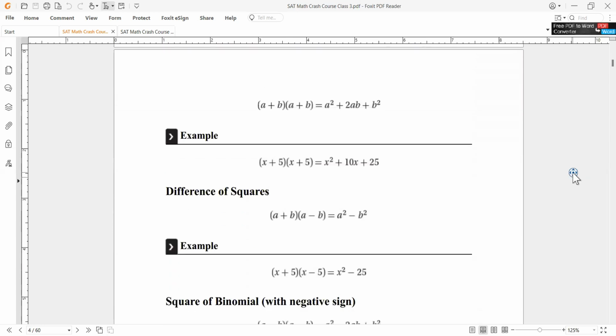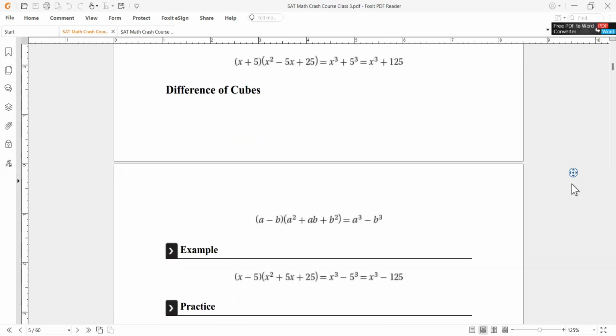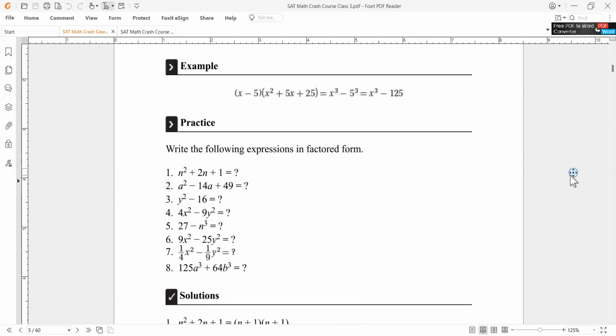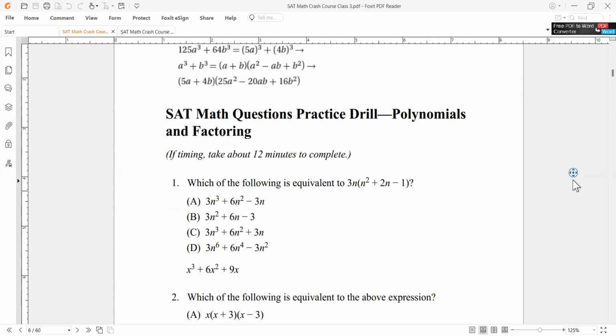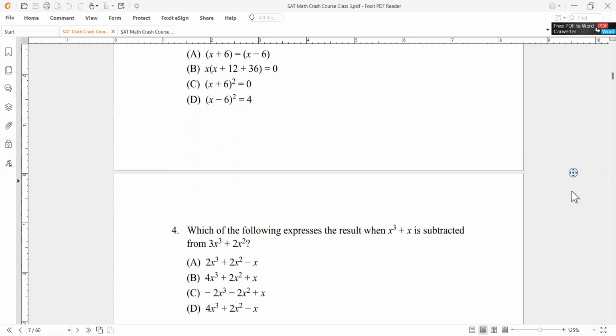These are some basic rules of algebra: (a plus b) whole square, (a minus b) whole square. Please recap those equations and do the problems. Please do the examples and the practice problems. Please work all of them out. You have some extra practice drill problems on polynomials and factoring. Do all of them, definitely.